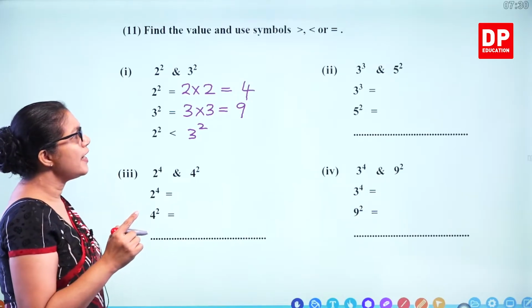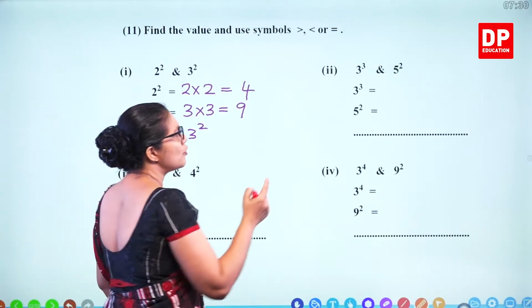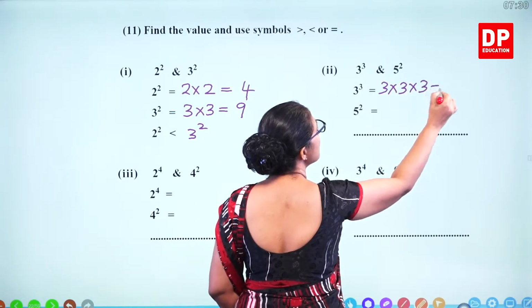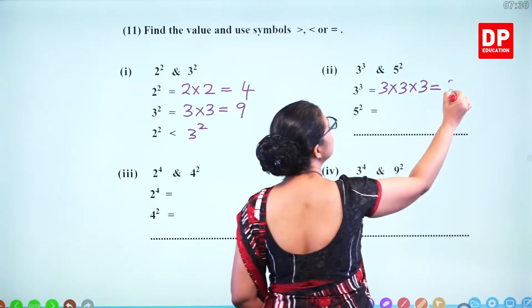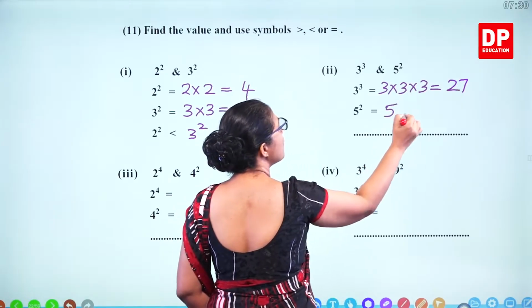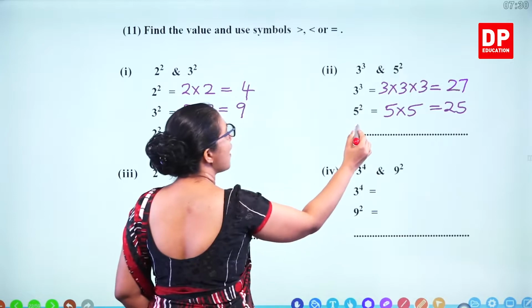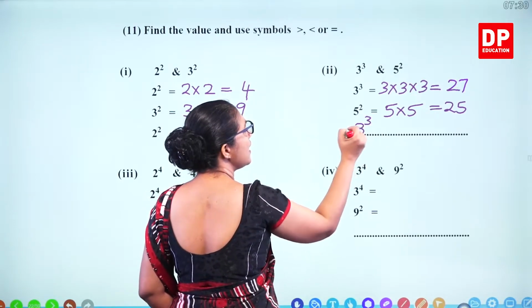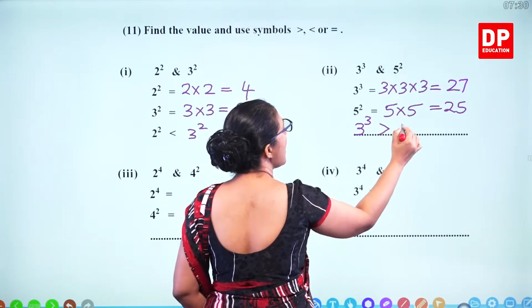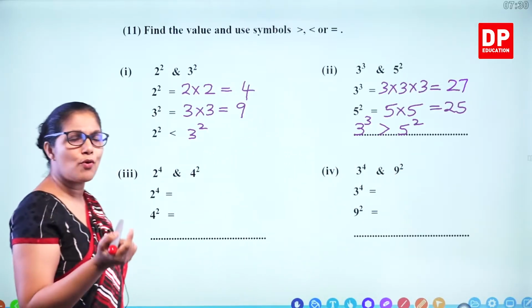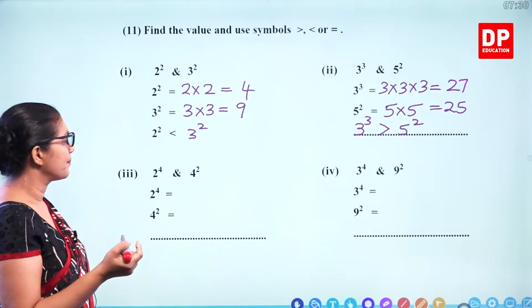3 to the power 3 or 5 squared. 3 to the power 3 is 3 times 3 times 3. You get 27. 5 squared, 5 times 5, 25. So you can write 3 to the power 3 is greater than 5 squared because 27 is more than 25.